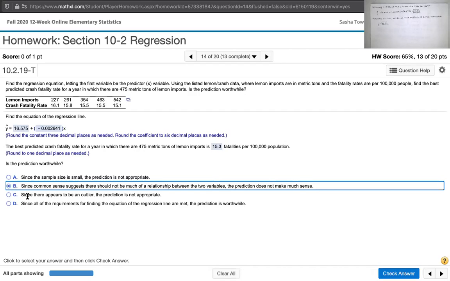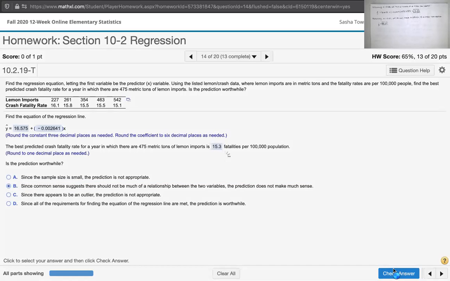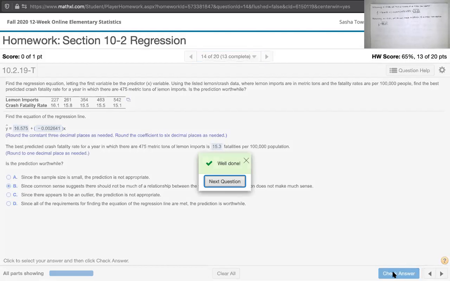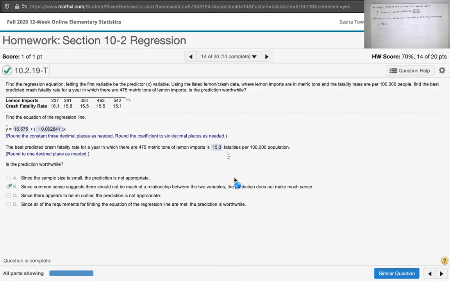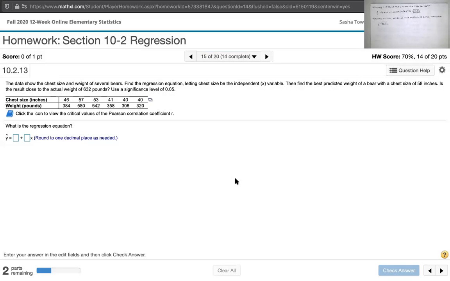Since common sense suggests there should not be much of a relationship between the two variables, the prediction does not make much sense. So yeah, even though we're able to use the lemon imports to predict crash fatality rates, maybe we shouldn't do that.